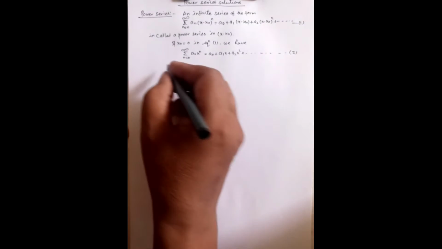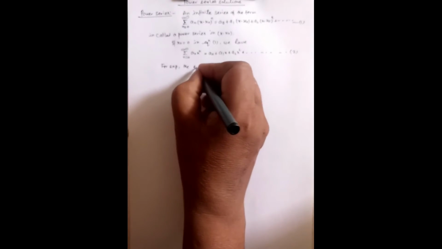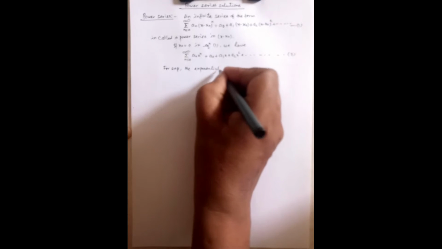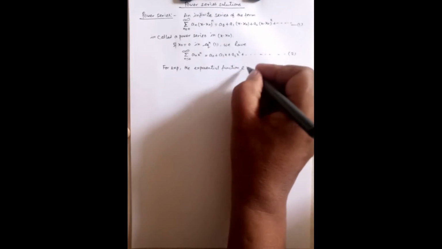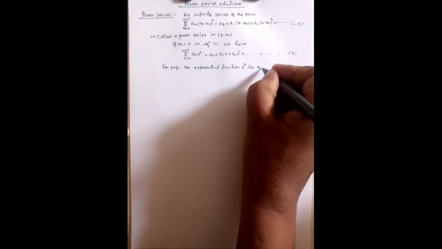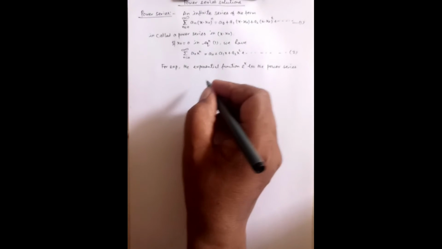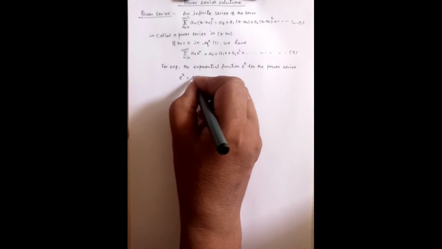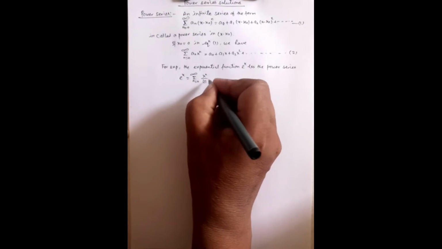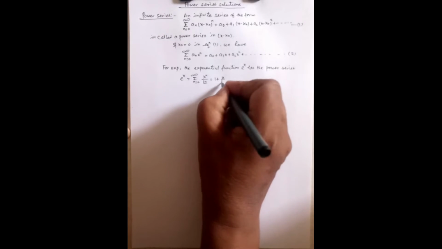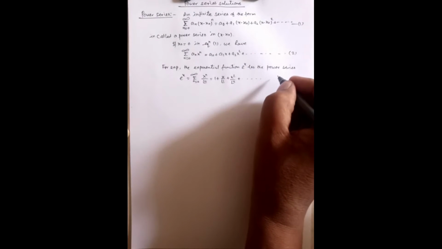For example, the exponential function e power x has the power series e power x equal to summation n equal to 0 to infinity x power n upon factorial n, which is equal to 1 plus x upon factorial 1 plus x square upon factorial 2 plus, and so on.